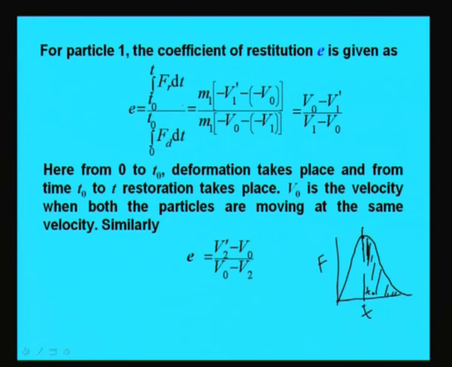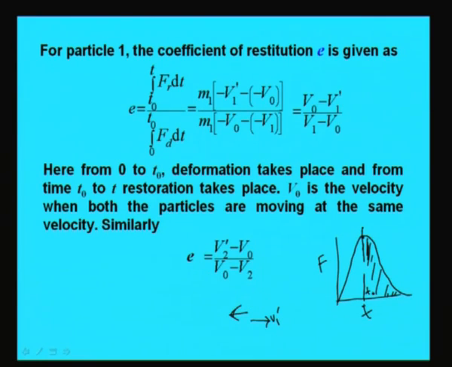Now at this stage you can apply the impulse momentum equation. Change in the momentum is equal to the impulse. So during this period, T0 to T, the velocity of body 1 changes from V0 to V1 prime. We have taken the direction of V1 prime assuming like this, but the force is acting in this direction, so they are in the opposite direction.